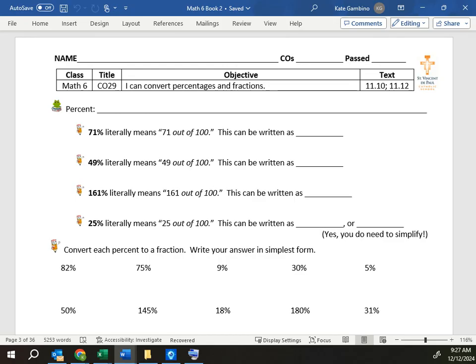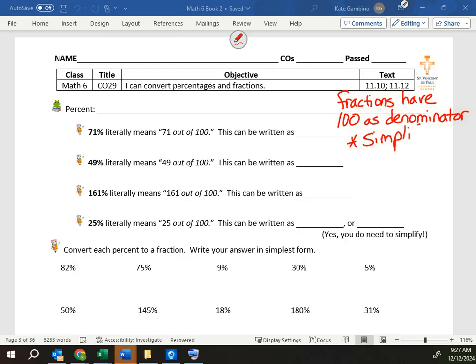So before we even put simplest form, I would put fractions have 100 as denominator, and then you want to simplify. Right? So we put that percent as a fraction. We want to make sure that that denominator is 100, and then we must simplify. 100 being our magic number.